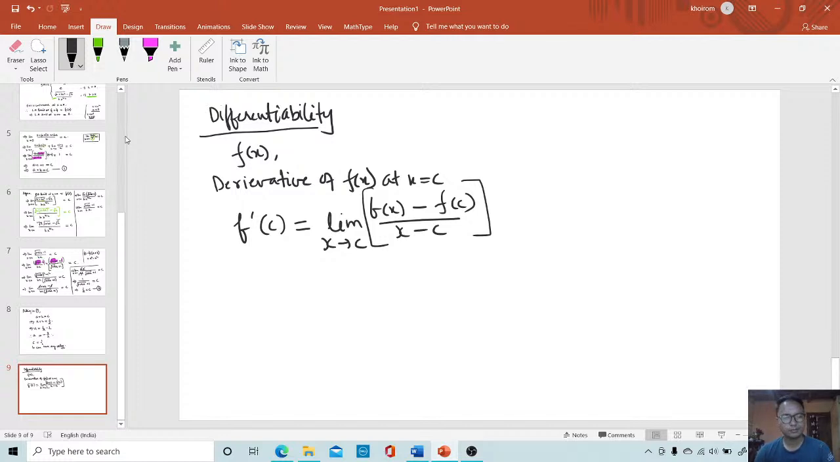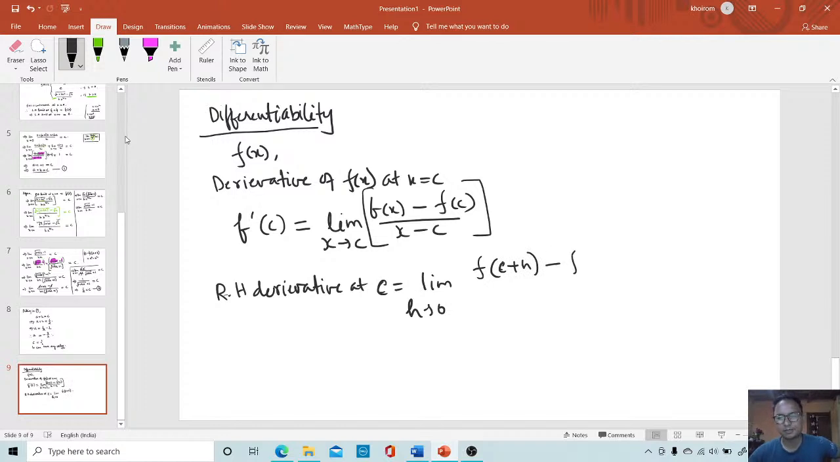So f prime c exists if the derivative is defined. There is the right hand derivative and the left hand derivative. Before we come to that, the right hand derivative at c we write as the limit as h tends to 0 of f of c plus h minus f of c divided by h, where h is a very small positive number.